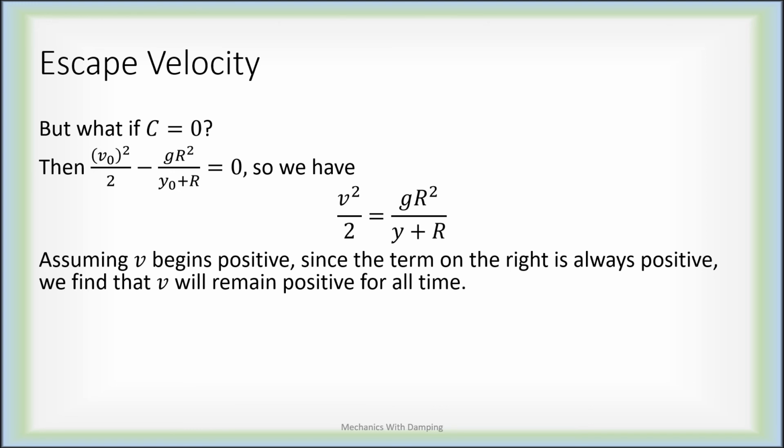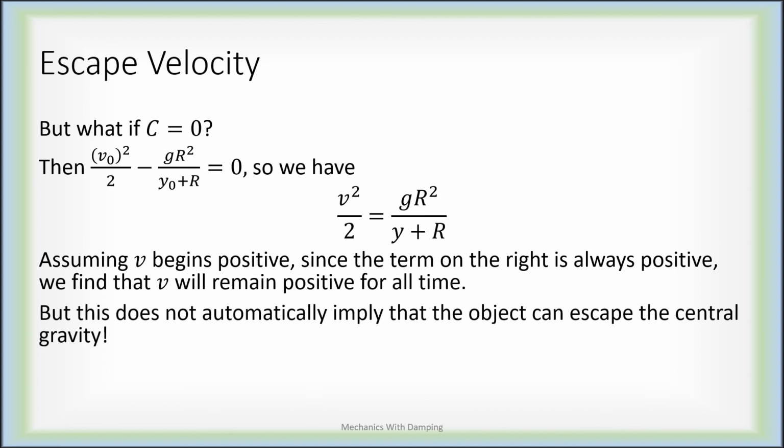Notice the term on the right is always positive. Our y can't be negative, so this denominator is positive. g r squared is a fixed positive constant. So v squared over 2 is always positive. That means v squared is always positive. And assuming our velocity is continuous, if it began positive and its square is never 0, then I can't have negative velocity and I can't have 0 velocity. So our velocity v will remain positive for all time.